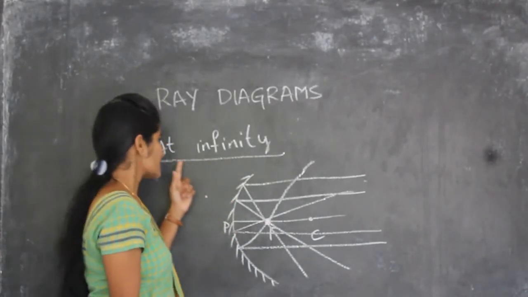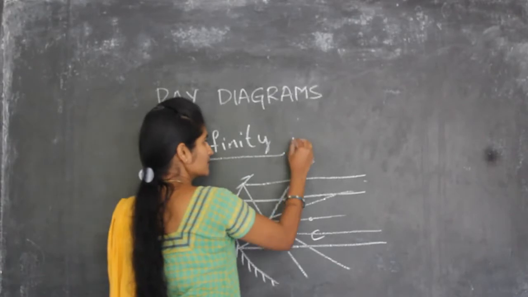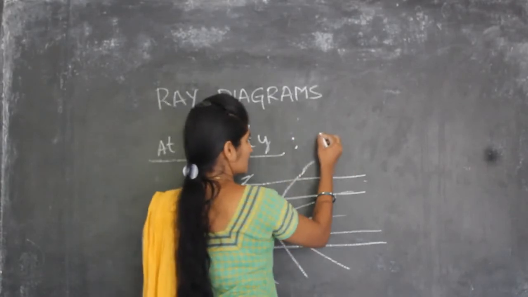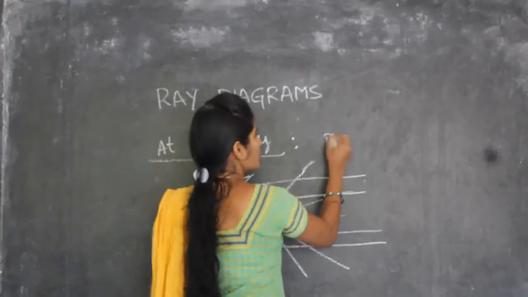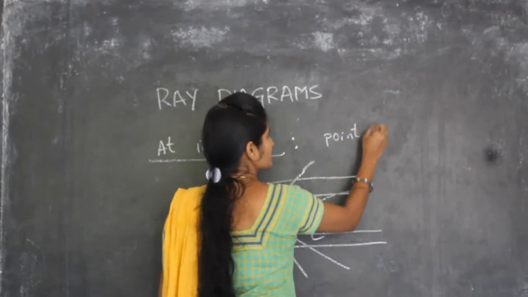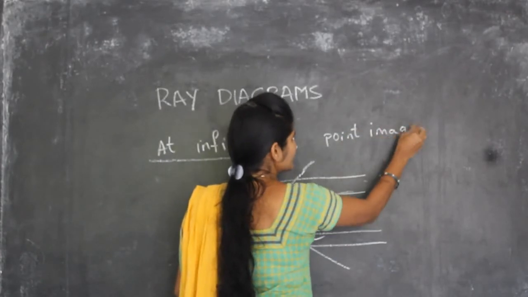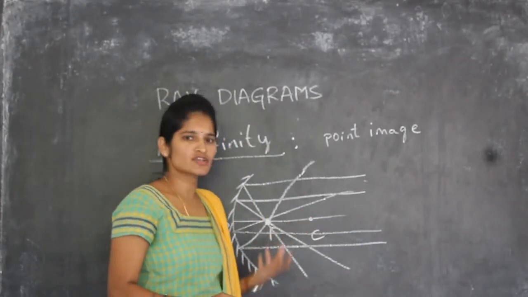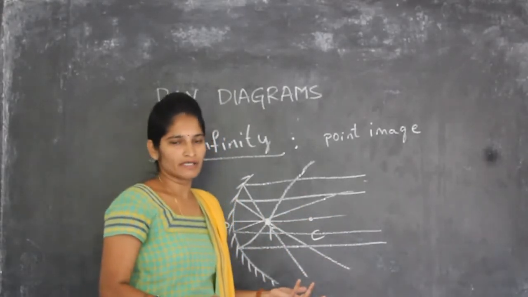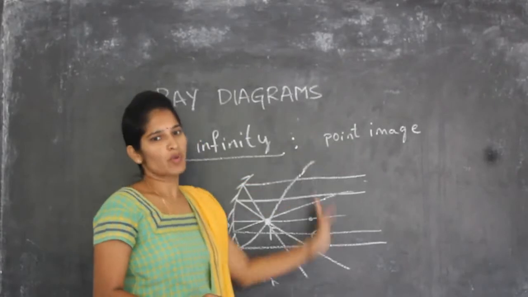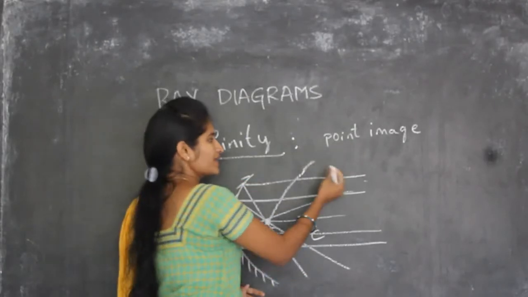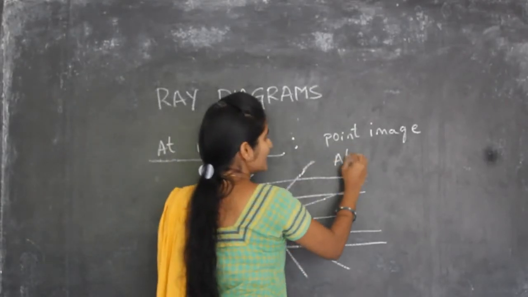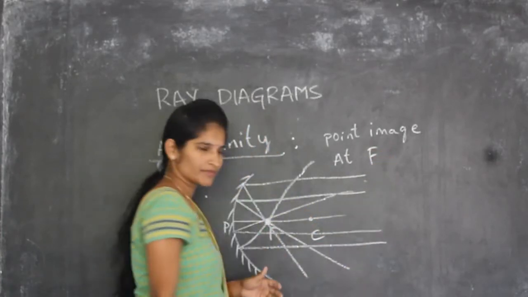Is it clear? So at infinity, what are the properties of image? It will be a point image. So I cannot say whether it is an enlarged image, diminished image, erect image or inverted image. Just it is a point image. Is it clear? And where will the image be formed? At F. Is it clear?